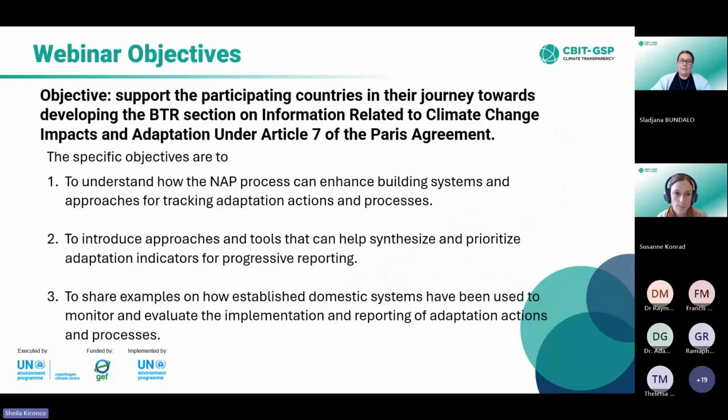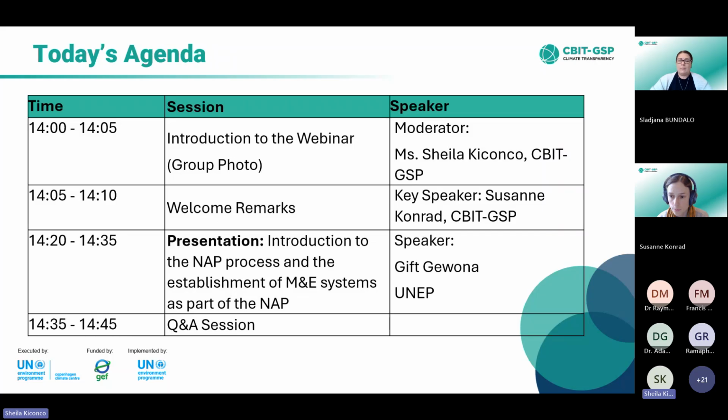introduce approaches and tools that can help synthesize and prioritize adaptation indicators for progressive reporting, and also to share examples on how established domestic systems have been used to monitor and evaluate the implementation and reporting of adaptation actions and processes. So we are going to go through the agenda for today.